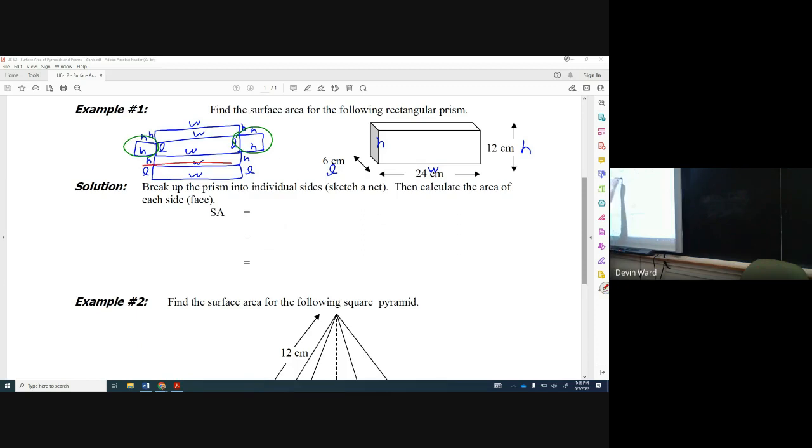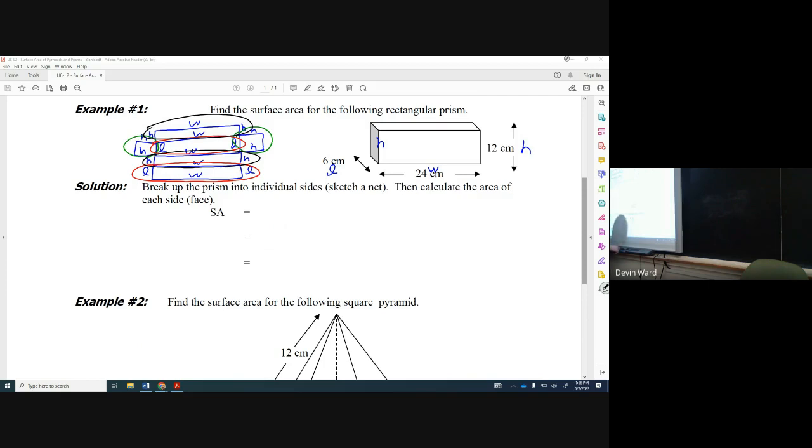So I have width and length here, I got width and length here. And this one, it gets kind of messy. But the point is we have 3 pairs of sides that are always the same. I have 2 that are my height times my length. I have 2 that are my width times my height. And I have 2 that are my length times my width.